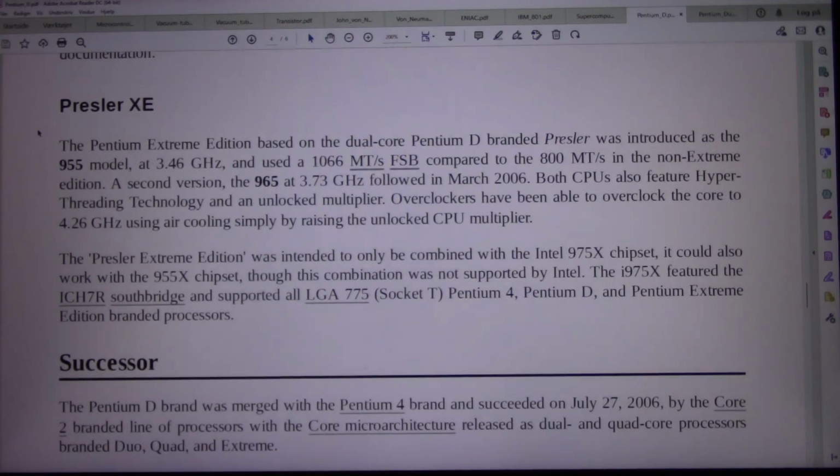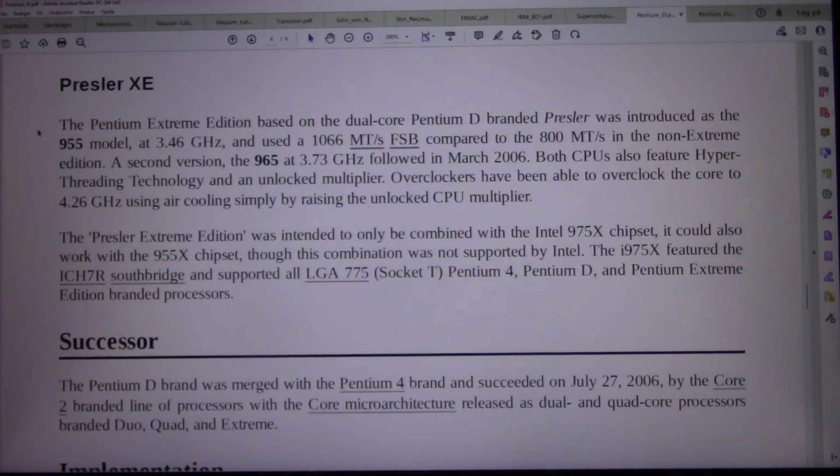Presler XE. The Pentium Extreme Edition, based on the dual-core Pentium D branded Presler, was introduced as the 955 model at 3.46 GHz, and used a 1066 MT/s FSB compared to the 800 MT/s FSB in the non-Extreme Edition. A second version, the 965 at 3.73 GHz, followed in March 2006. Both CPUs also feature Hyper-Threading technology and an unlocked multiplier.